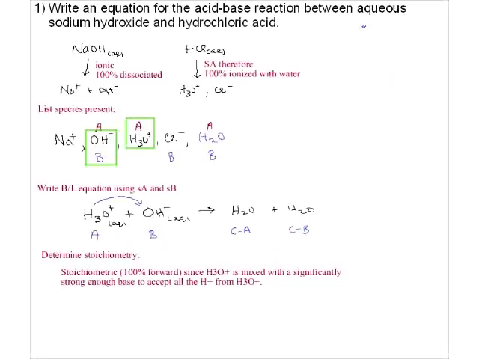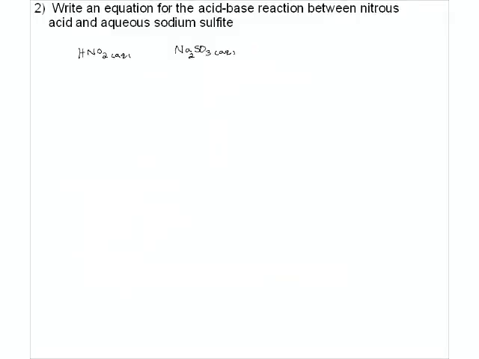Now, we're looking at this particular reaction. We're saying, okay, H3O plus is a strong acid. OH minus is one of these strong bases. So this is going to be 100% forward. There we go. Let's look at another reaction here now. Okay, here's an equation for the acid-base reaction between nitrous acid and sodium sulfite.